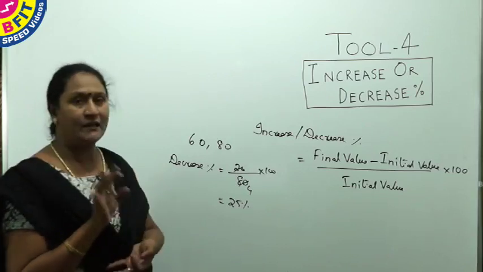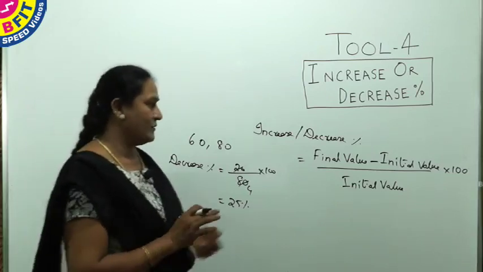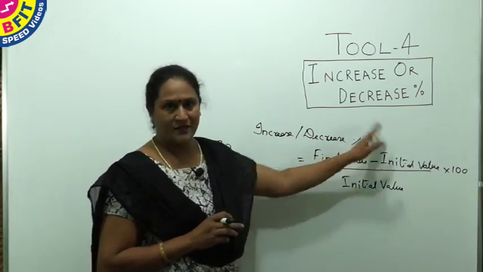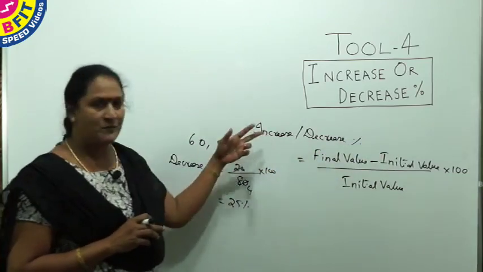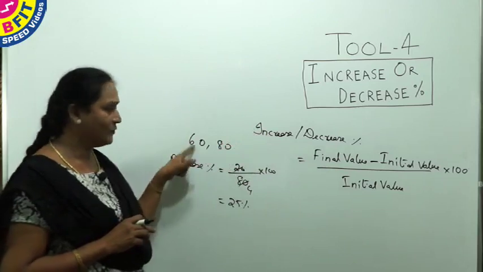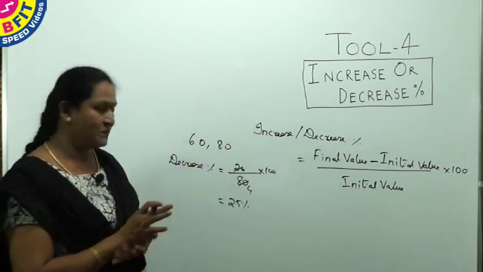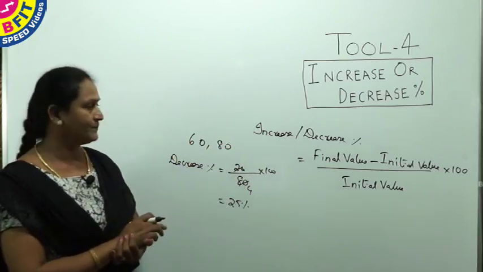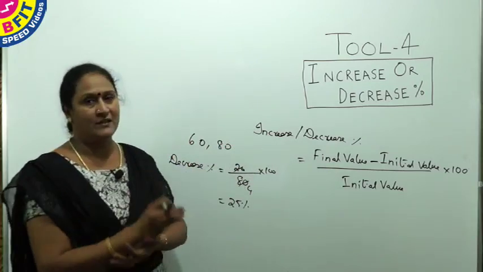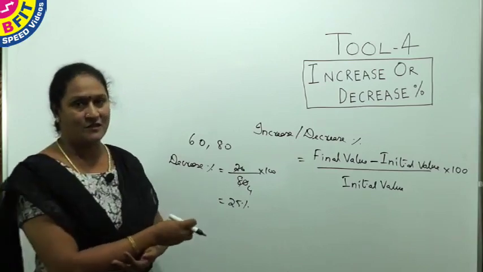So to find increase or decrease percentage, it is final value minus initial value by the initial value into 100. So when increase percentage is asked, smaller value in the denominator. If decrease percentage is asked, higher value in the denominator. And we'll see a few examples to understand this concept clearly.